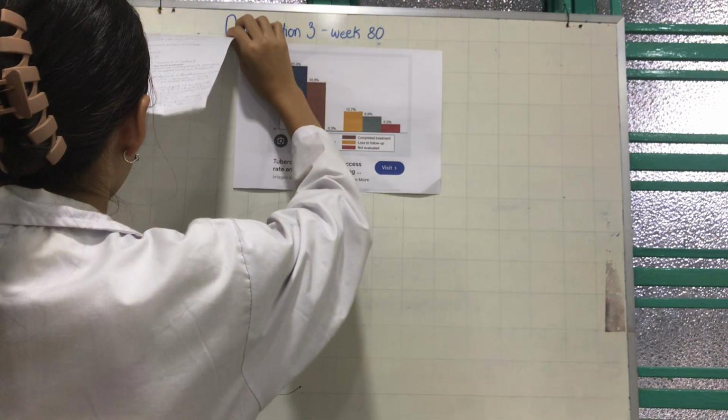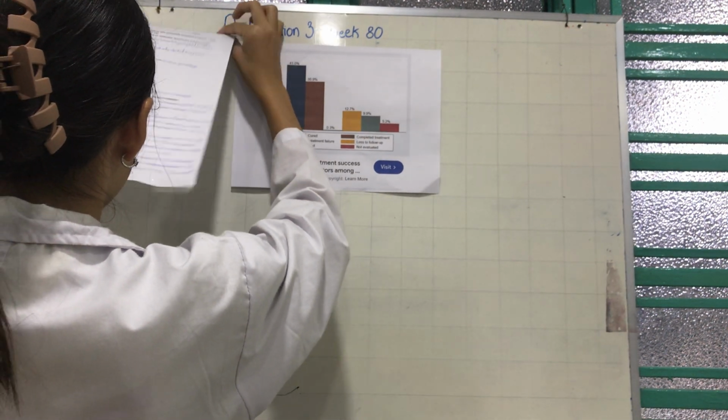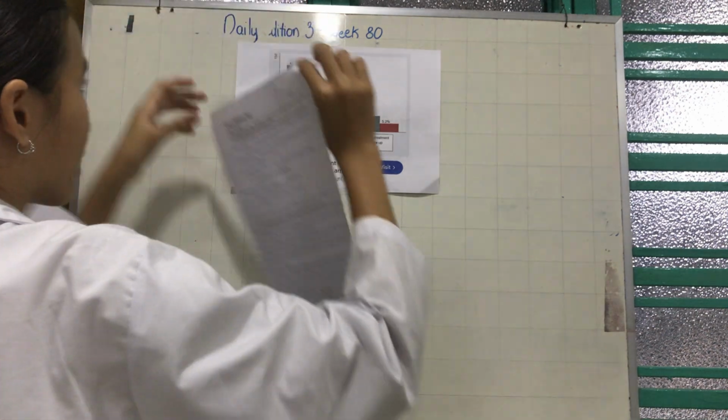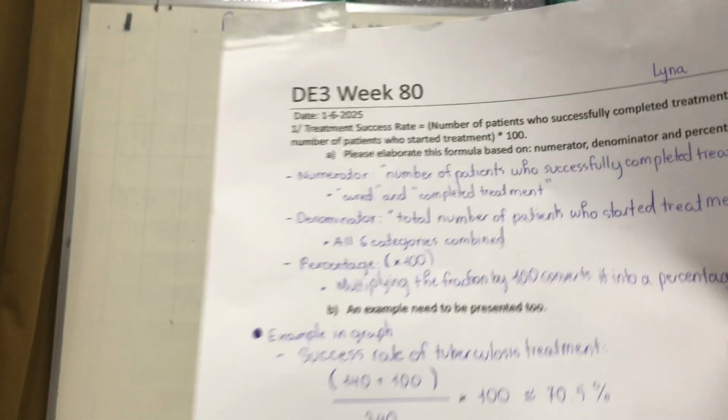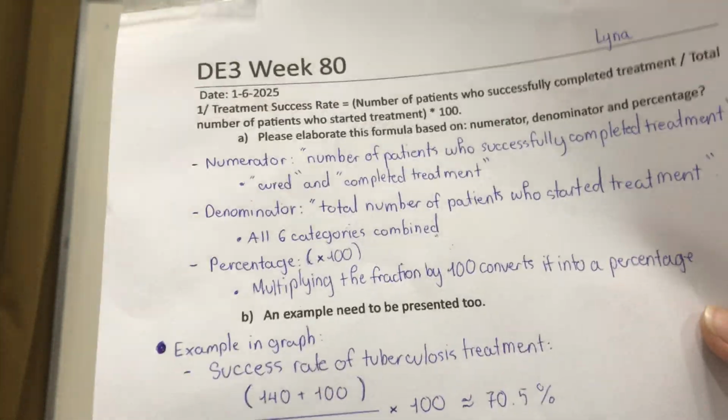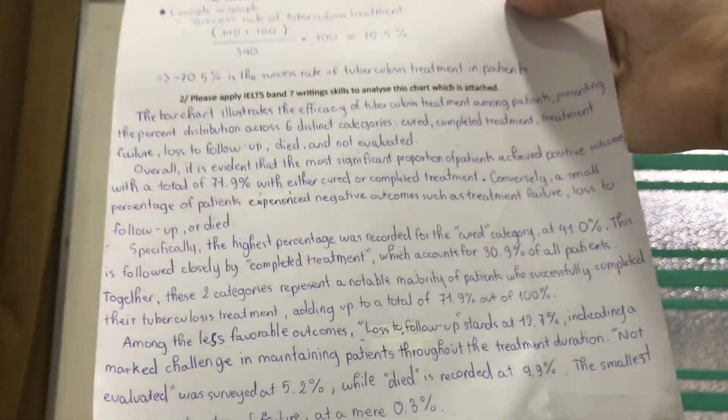This ripped a little, but I think that we can still see it. Alright, so here's the D3 week 80 here. That is for problem 1, A, B, and then for problem 2.